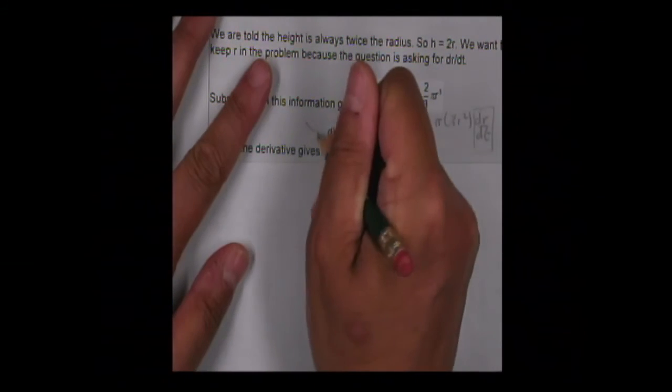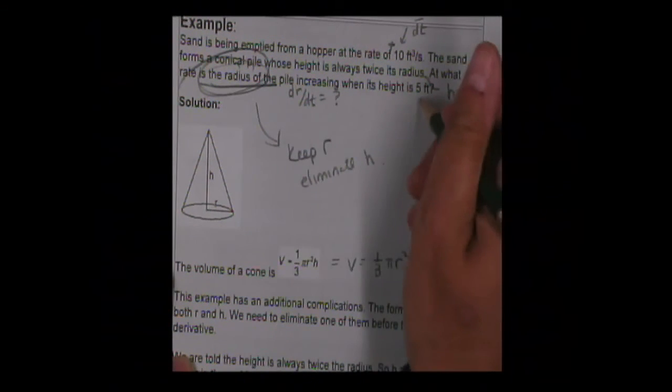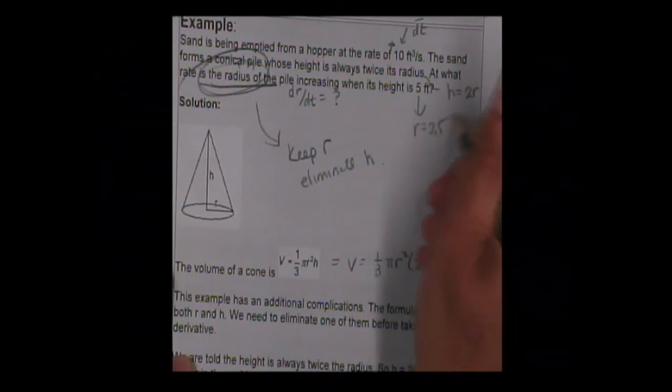Go back to the question. dV/dt is 10. Only other thing I need to know is the radius. Well, I didn't tell you what the radius is. I told you the height is 5 feet. But I know that the height is always twice the radius. So therefore, when the height is 5, the radius has to be 2.5.